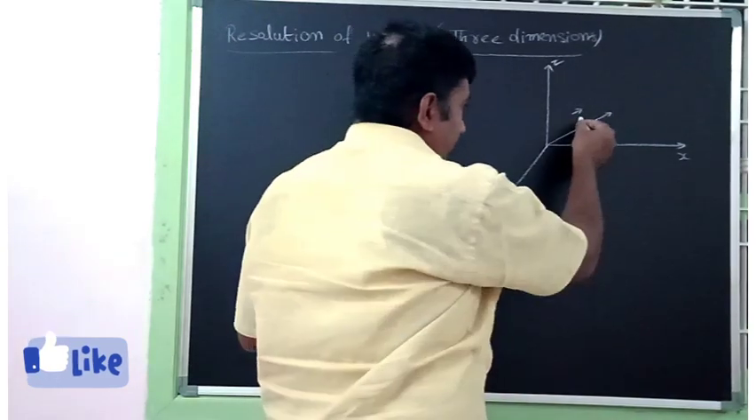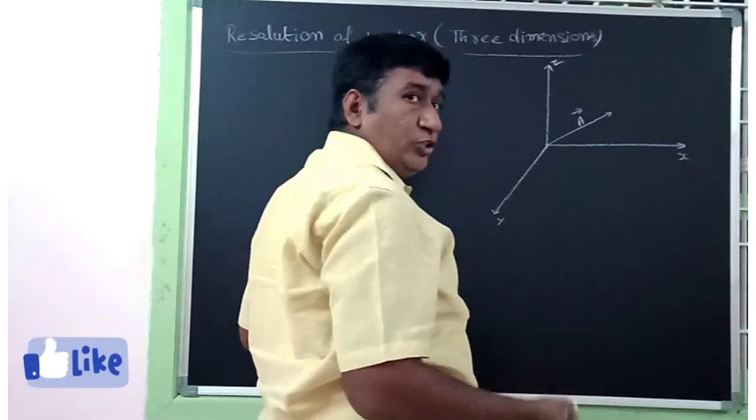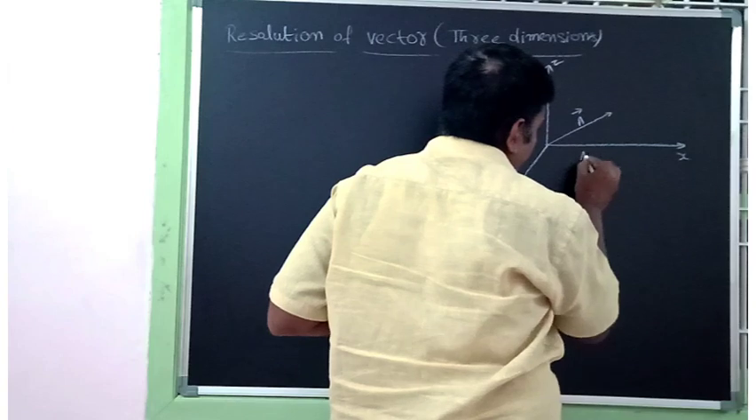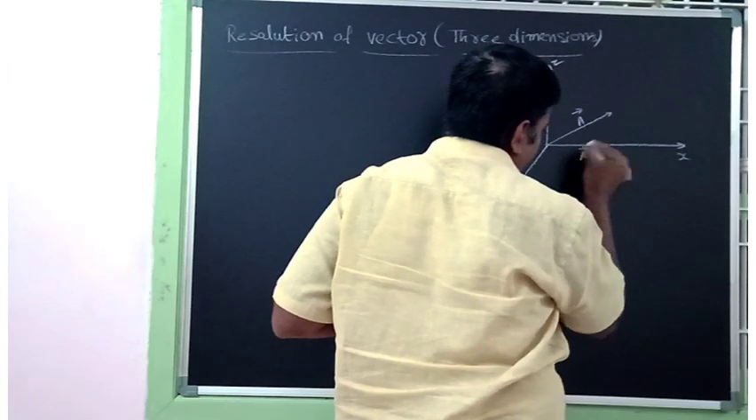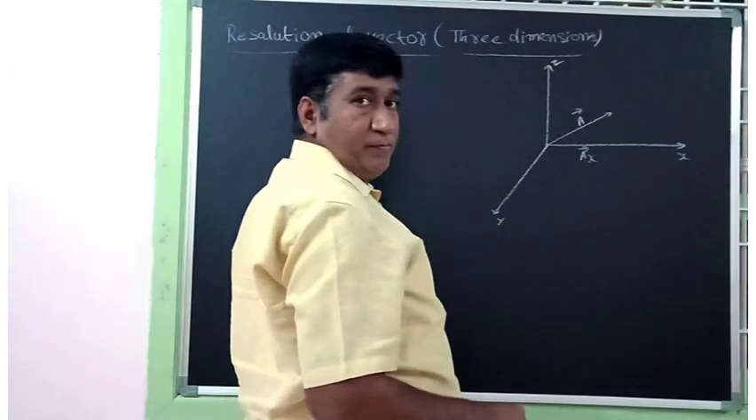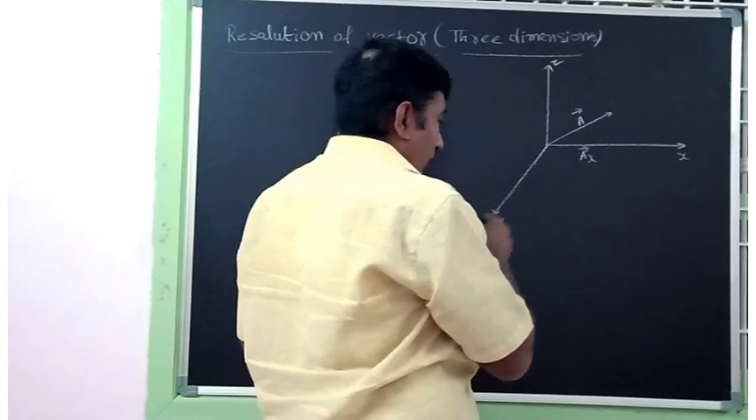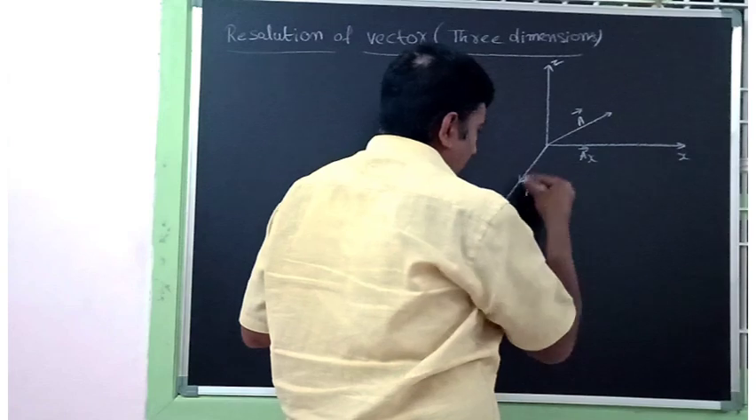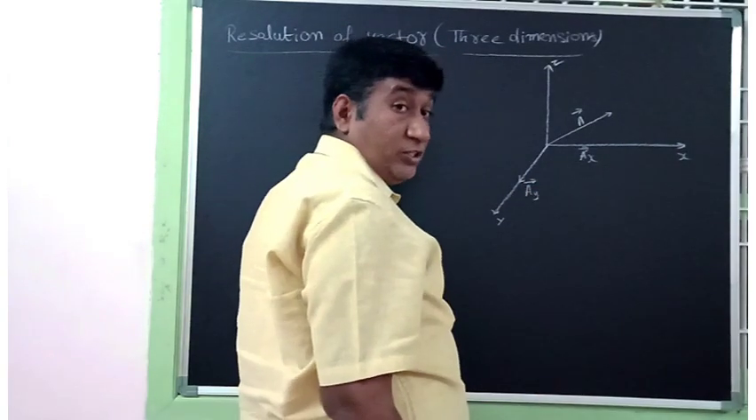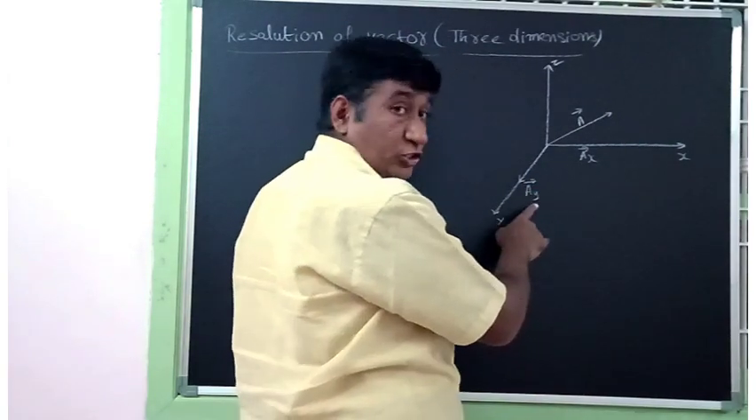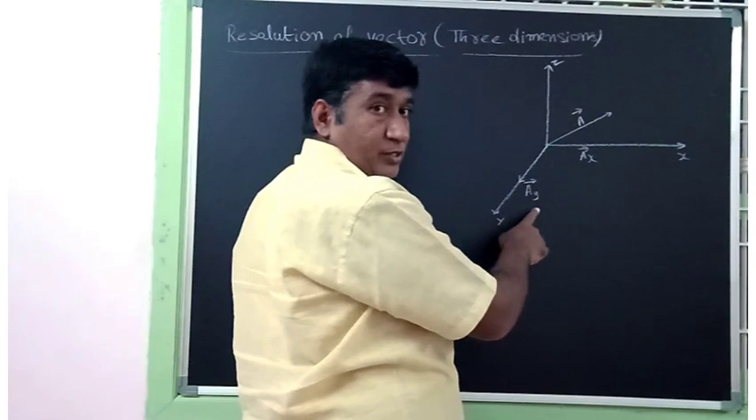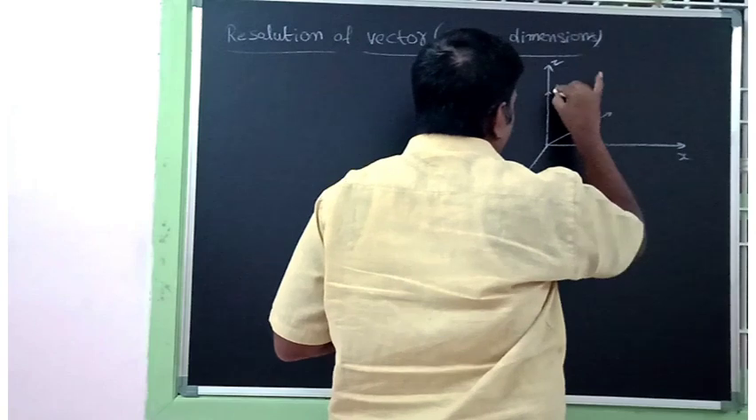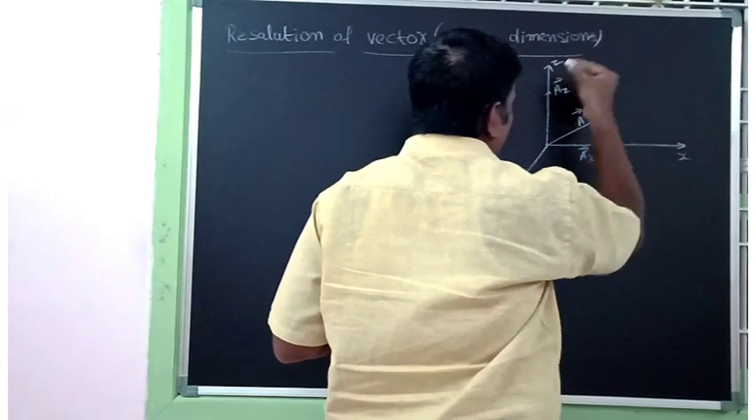That means this A vector can be resolved into three components. Along the x-axis, that component we can take as the AX vector. Along the y-axis, that component I can take here as the AY vector. Why am I saying AY vector? Because it has both magnitude and direction. In the same way for the z-axis, we can take here the AZ vector.